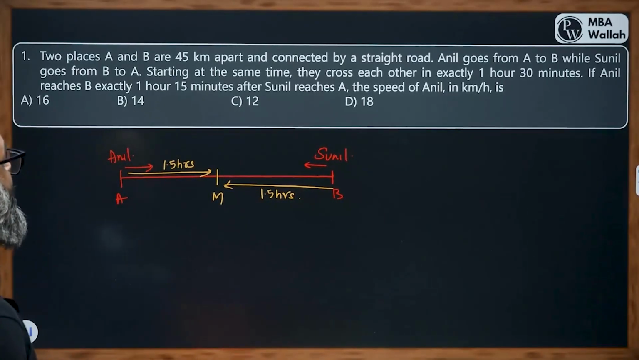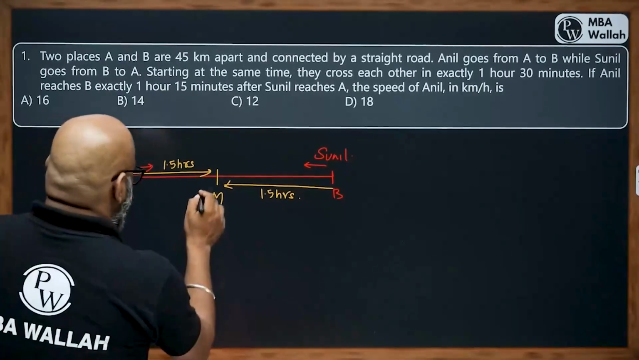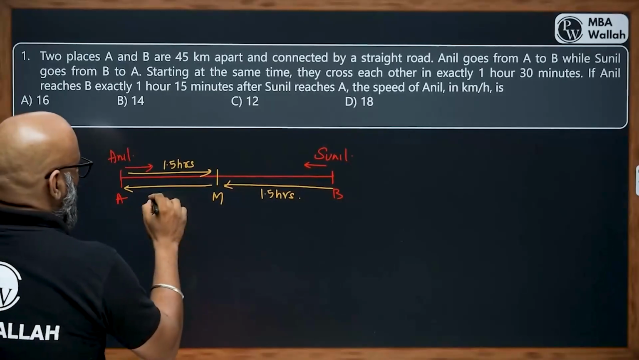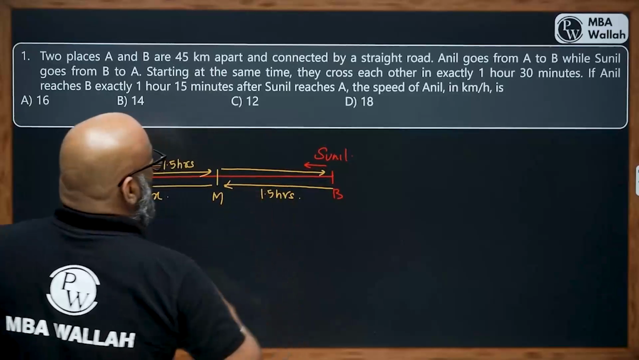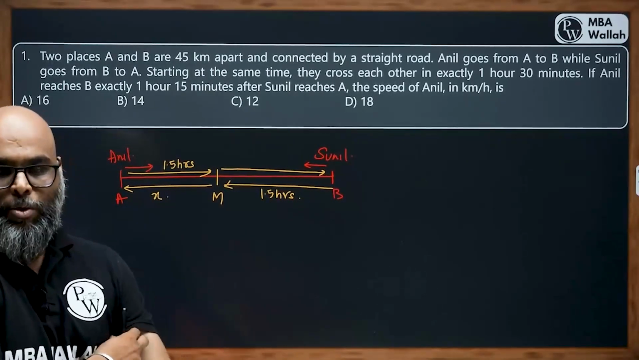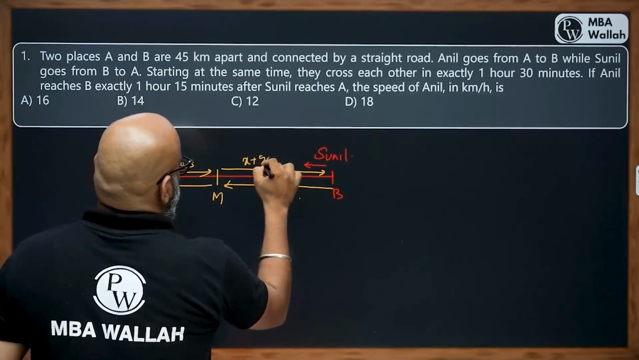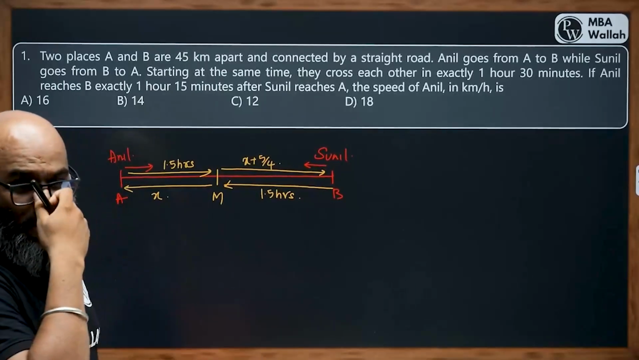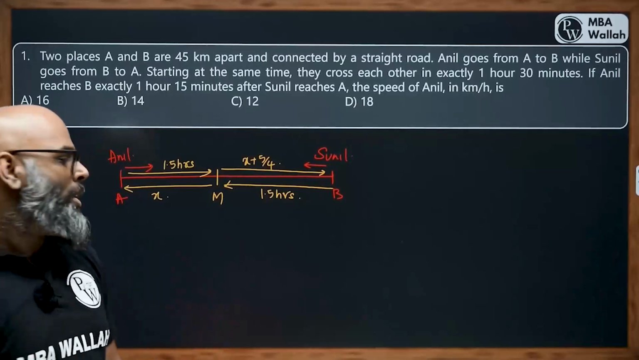Now the question says they cross each other in exactly 1 hour 30 minutes. If Anil reaches B exactly 1 hour 15 minutes after Sunil reaches A. So I don't know what time Sunil took here. If I say this is X hours, I notice that Anil has taken 1 hour 15 minutes more. 1 hour 15 minutes is 1 and a quarter, so this will become X plus 5 by 4, 1 and a quarter hours to reach. Now we understand that we have 4 different times. We can equate those ratios and solve for it.